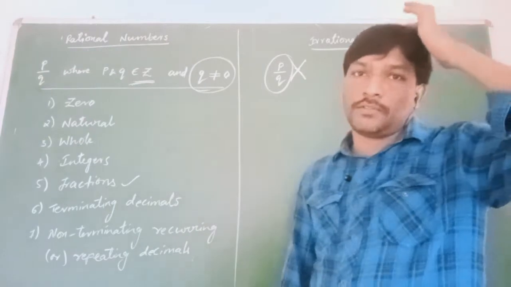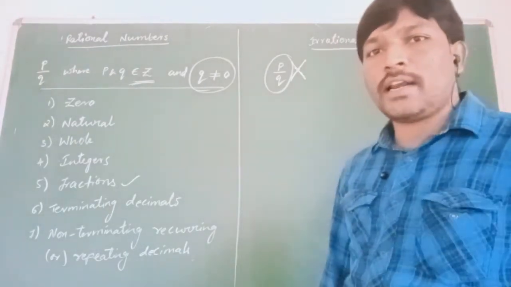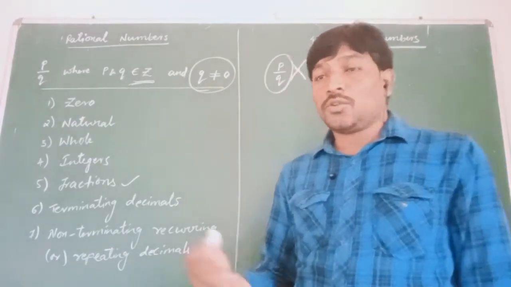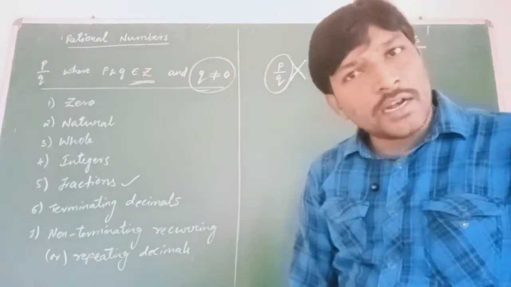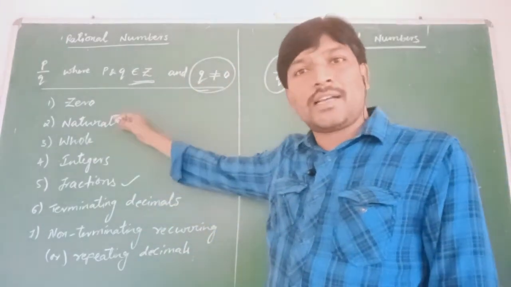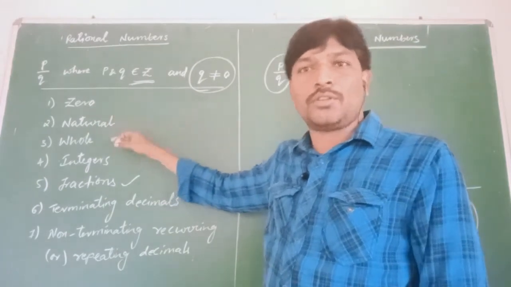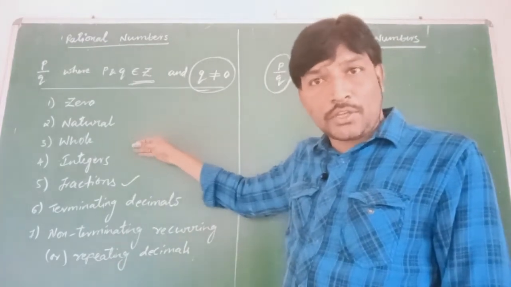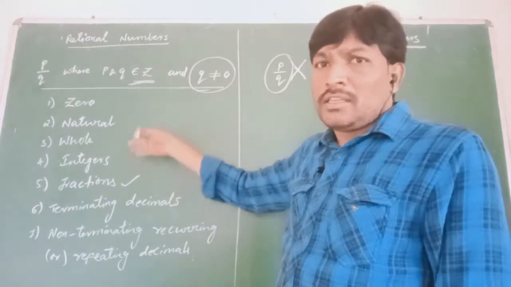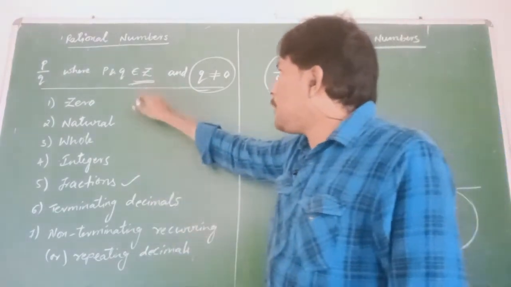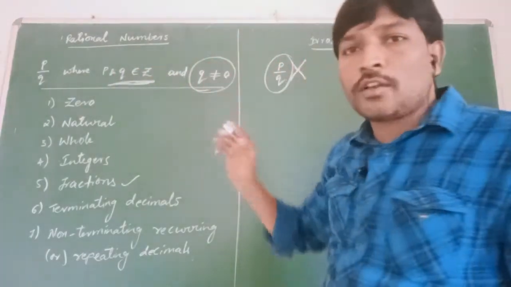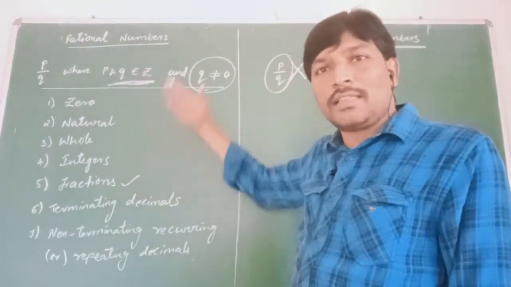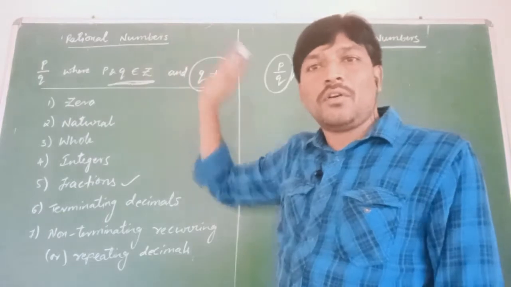Coming to natural numbers, for example, natural number 4 we can write as 4 by 1 or 8 by 2. Like this we have so many ways, so they come under rational numbers. Whole numbers are a combination of 0 and natural numbers, so they can be expressed too. And integers consist of natural numbers, 0 and negatives of natural numbers also. The numerator and denominator can take negative values too, because p and q belong to Z, positive or negative, whatever it is. And fractions are already in the form of p by q, so they are also rational numbers.